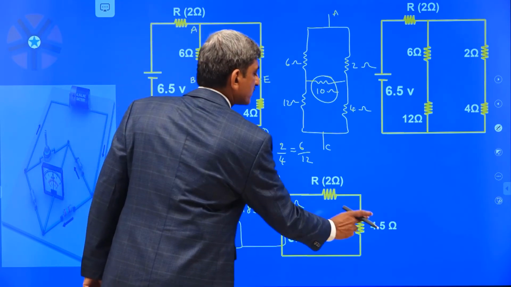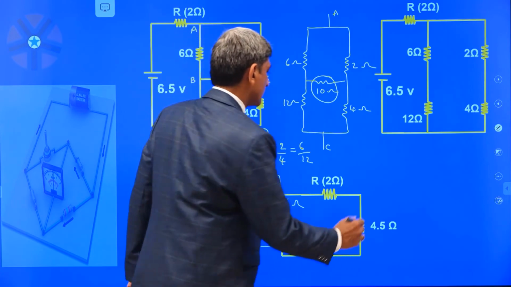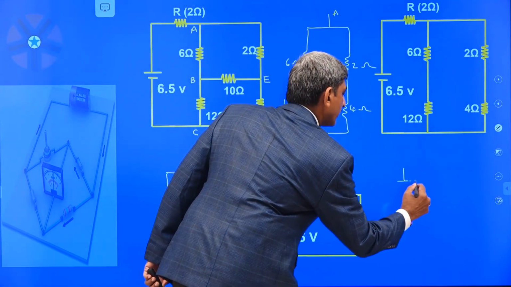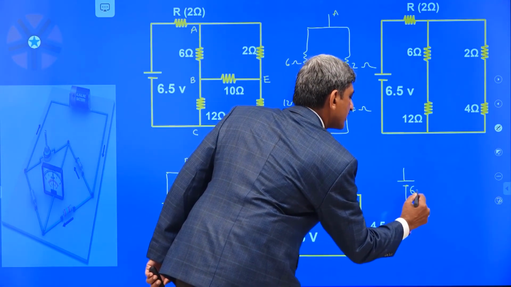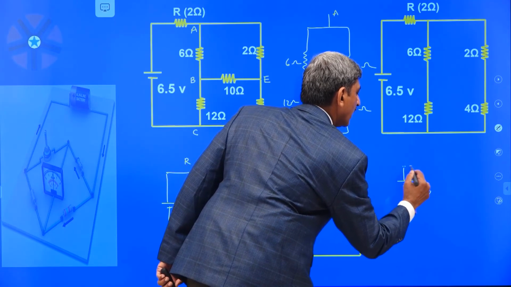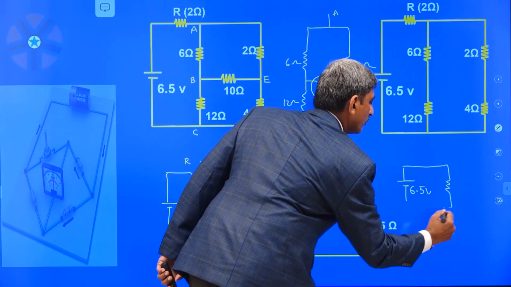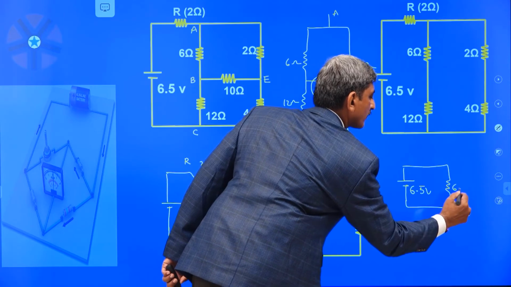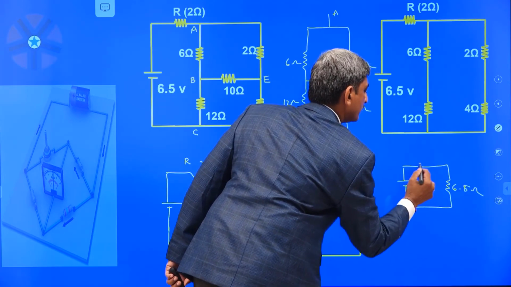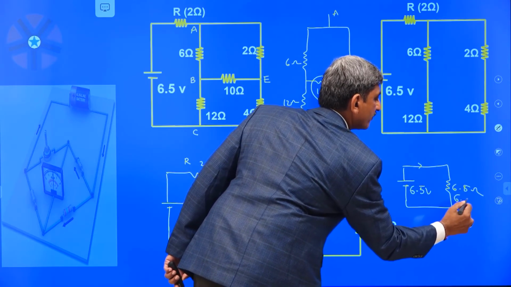Now these 2 ohms and 4.5 ohms are in series, so that the circuit can be redrawn as 6.5 ohms.